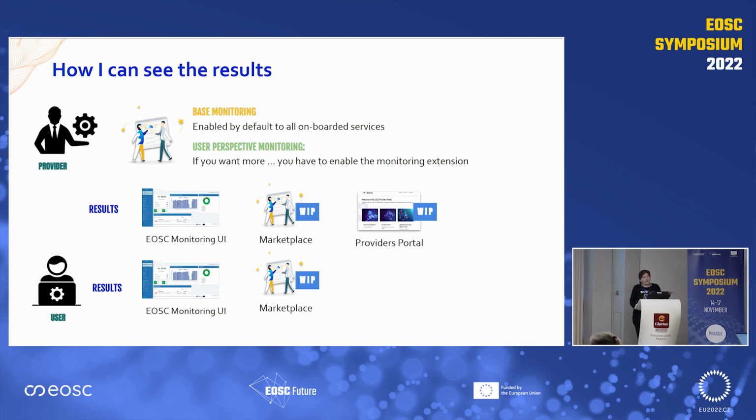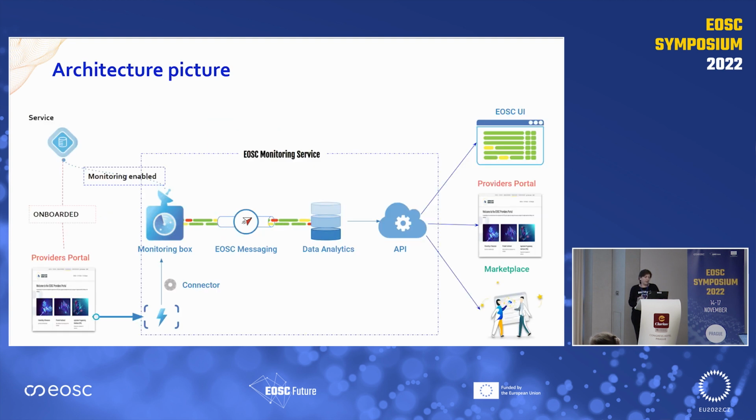If you're a provider with either base or user perspective monitoring enabled, you can see the results via the EOSC monitoring UI, or in a few weeks, as presented in the previous components, in the marketplace and the provider's portal, where you can get detailed information about the status, the availability and reliability results. If you are a user, you can see them through the EOSC monitoring and in the next few weeks via the marketplace.